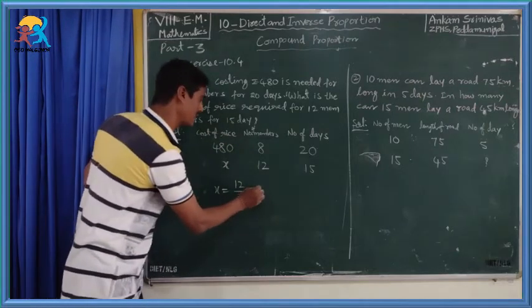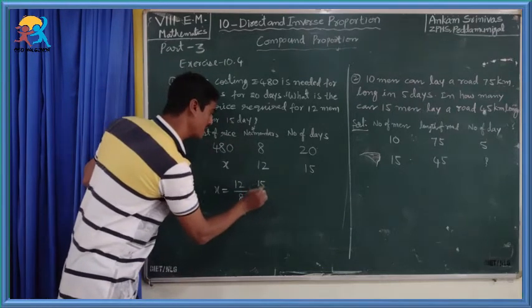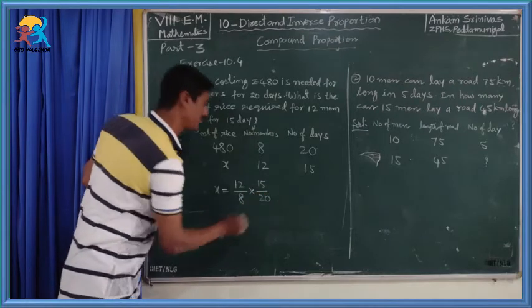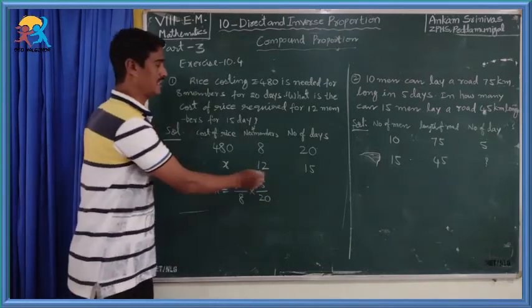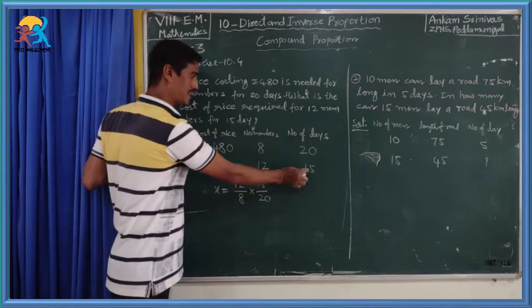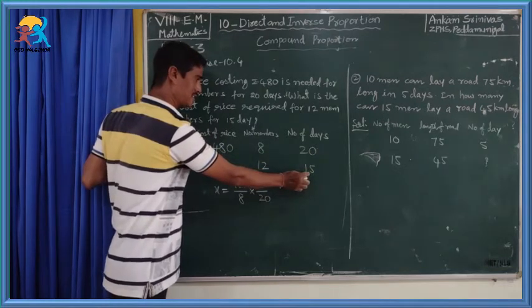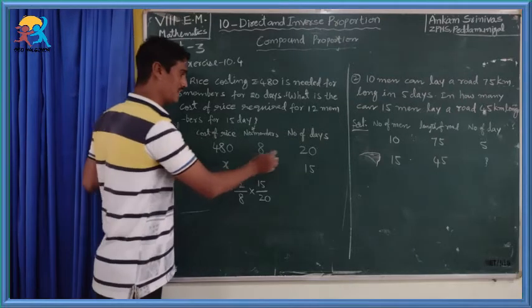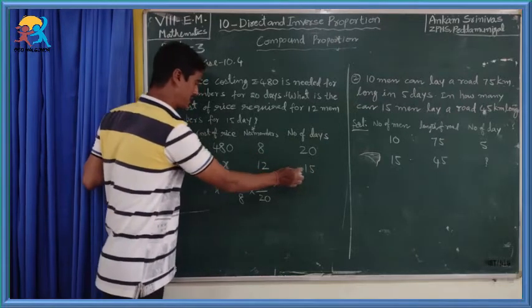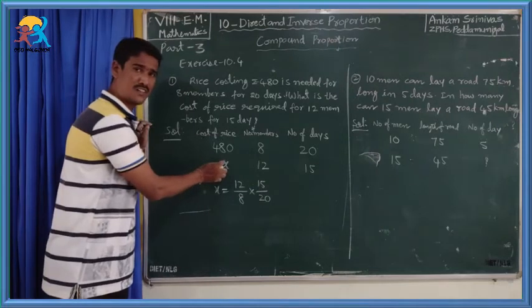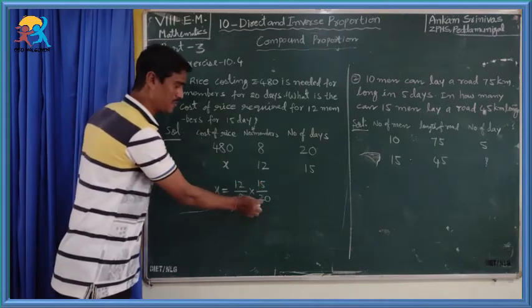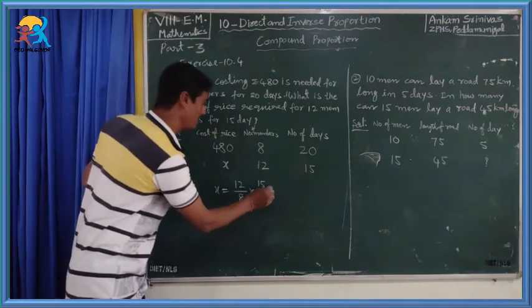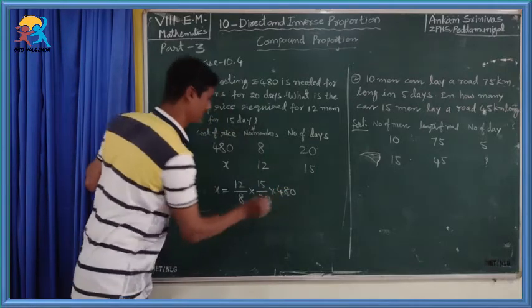So, this also will be the less by more. Why am I taking here the number of days decreased, then rice also will be decreased. So, less number of days will get the less cost of rice. So, we will get the less by more, 15 by 20 into 480.